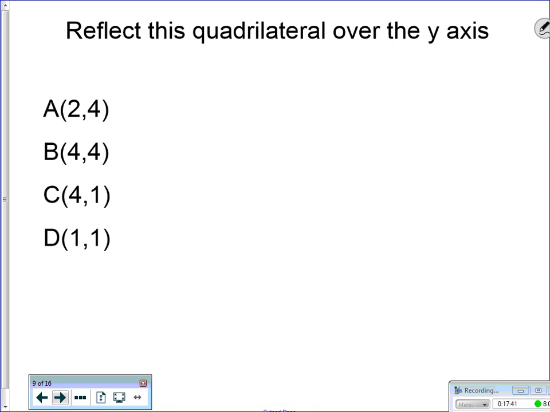All right, are you ready? So, if I'm going to flip over the y, what am I going to change? The x. So my new a, whoa. Let's go one by one. I have too many people yelling things out.